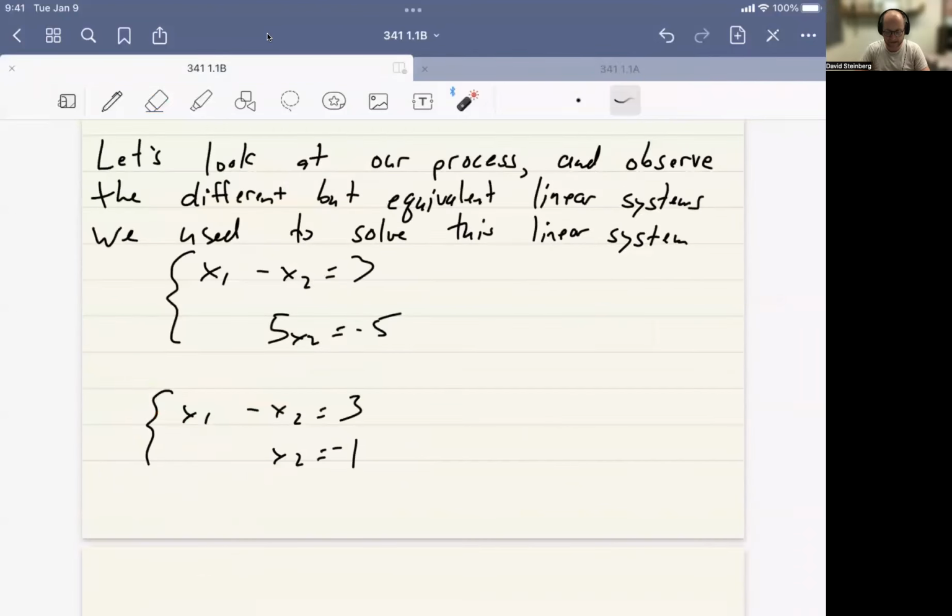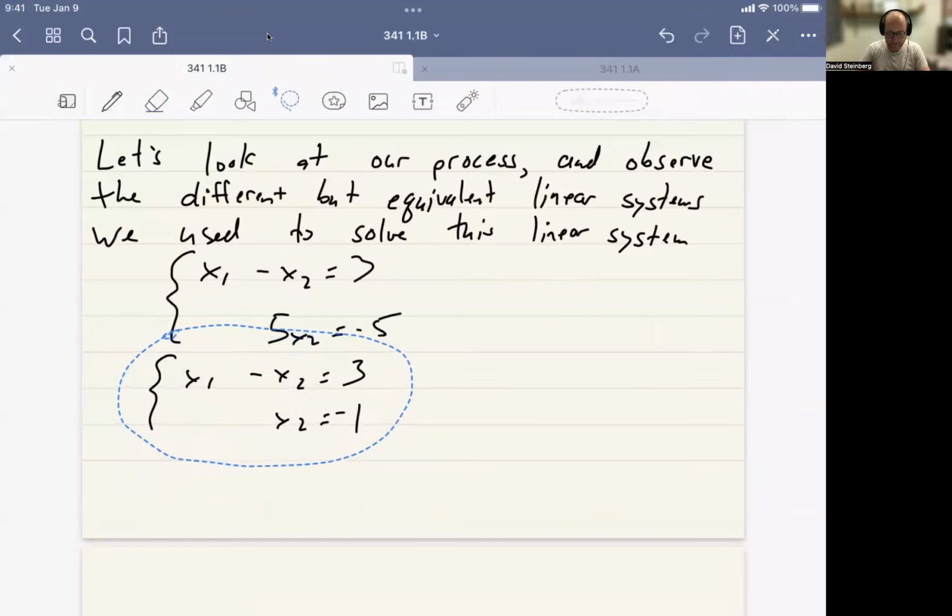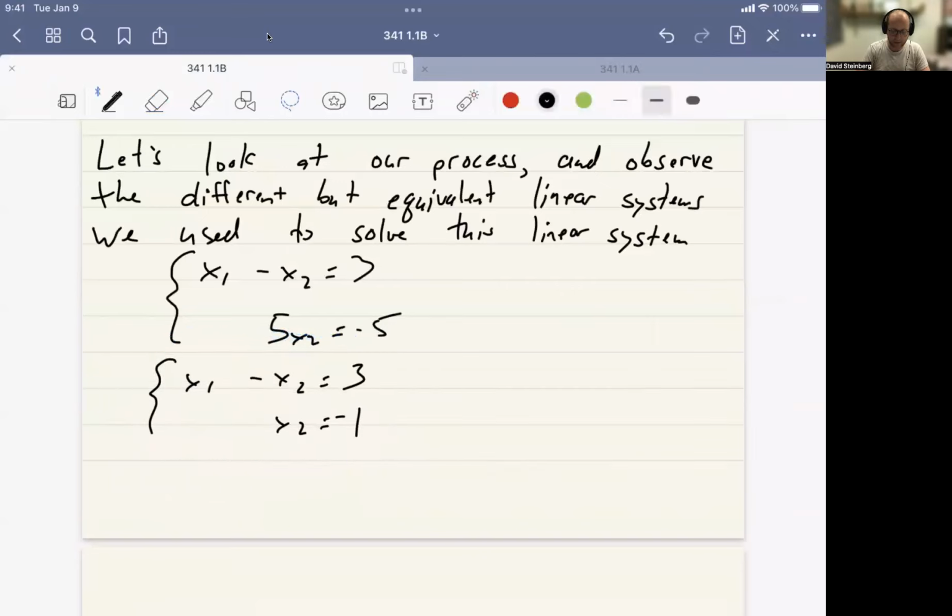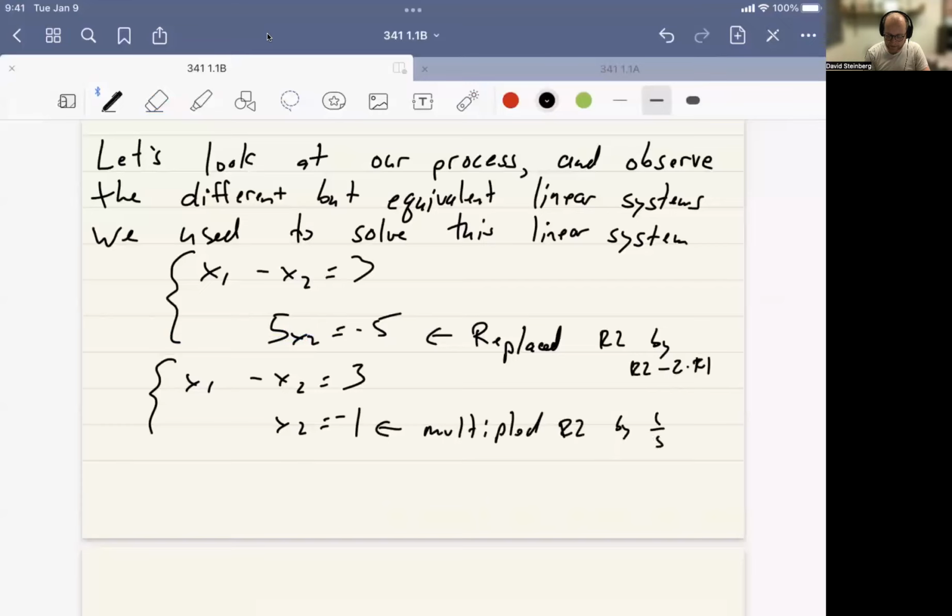Effectively, the same thing happens. Let me move this up for a sec. There we go. So what did we do here? We replaced row 2 by row 2 minus 2 times row 1. And here we just multiplied row 2 by 1/5.